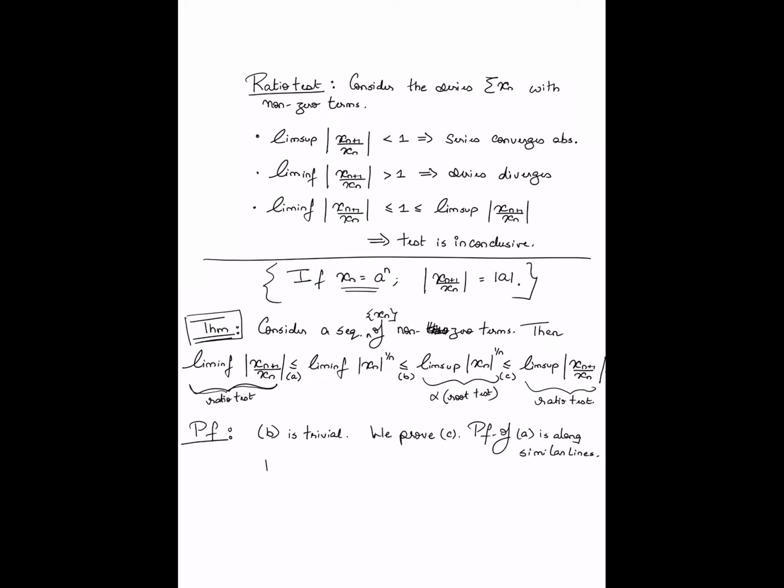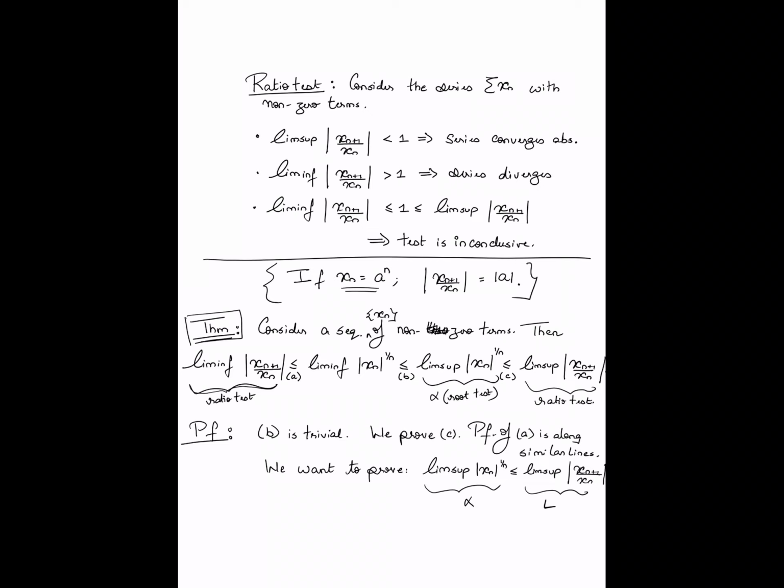So we want to prove that the lim sup of the absolute value of xn raised to 1 by n is less than or equal to the lim sup of, okay, this one we have already called alpha, this number let's call it L. So I want to prove that alpha is in fact less than or equal to L.